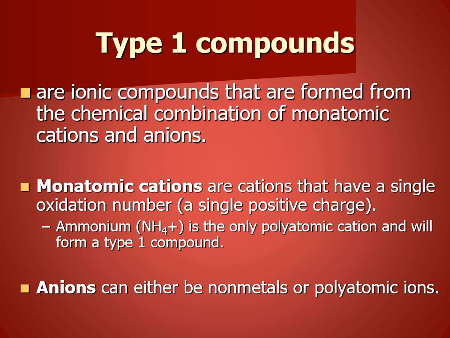So type 1. What is a type 1? Well, according to Stephen Zumdahl and me, type 1 compounds are ionic compounds that are formed from the chemical combination of monoatomic cations, remember those top 4 boxes, including ammonium, and anions, anything negative on that ion sheet, front or back. Monoatomic cations, that's the definition. Anions, that is the definition. Certainly pause and take a look at it.